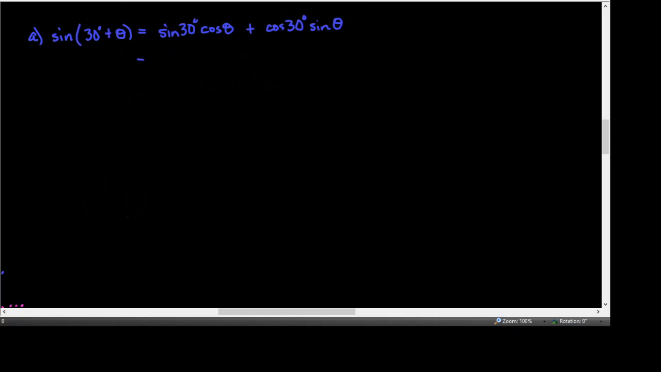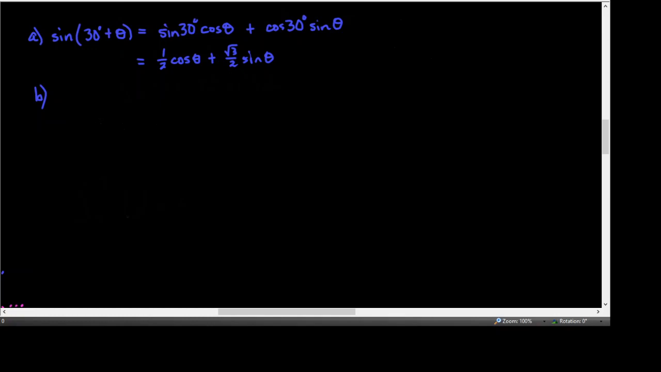Okay, so sine of 30 degrees is 1/2, so that's 1/2 cosine theta. And cosine of 30 degrees is square root of 3/2 sine of theta. And cosine of theta and sine of theta are functions of theta alone, so we are in good shape and we're ready to go on.